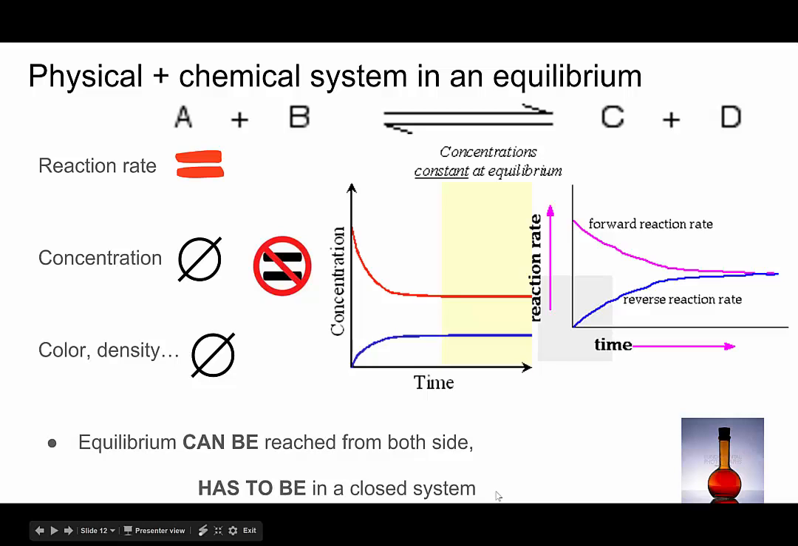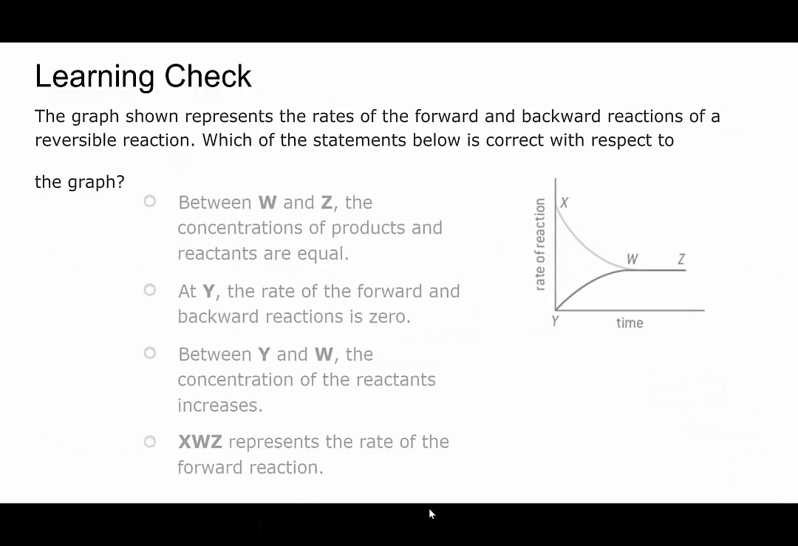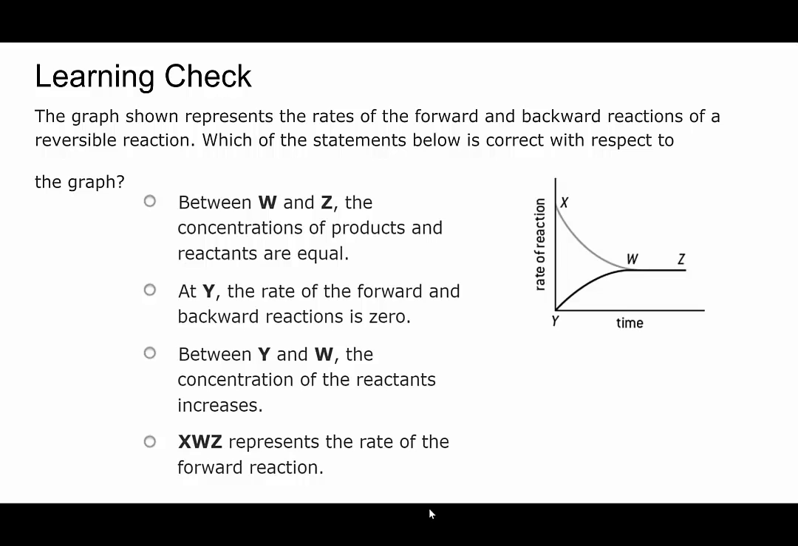There's one more point we have to take notice of. If it is an open system, that means you can constantly add things and subtract things, molecules can escape, so it's very hard for you to reach an equilibrium. Whereas in a closed system, equilibrium will be much easier to reach. We're going to have a learning check. Pause the video for a second and work out the answer yourself.